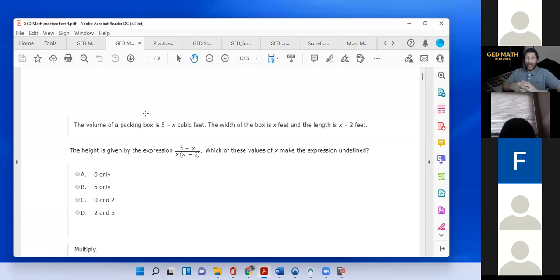Okay. And what happens is people see this question: the volume of a packing box is 5 minus x cubic feet. The width of the box is x feet and the length is x minus 2 feet. The height is given by the expression 5 minus x divided by x times x minus 2. Which of these values of x make this expression undefined?